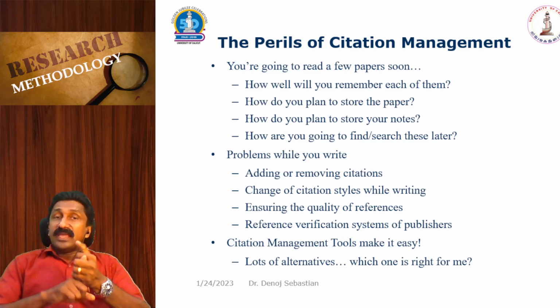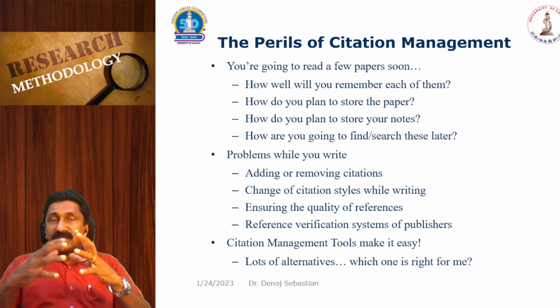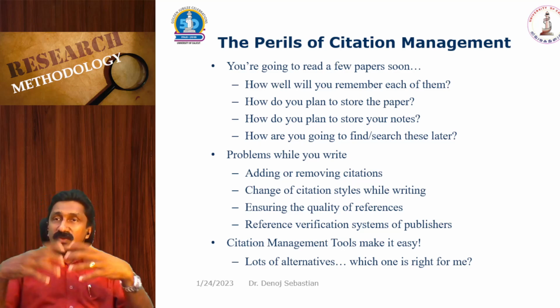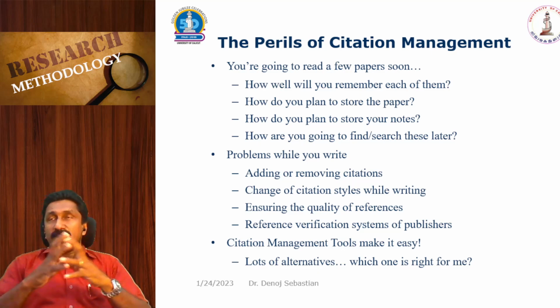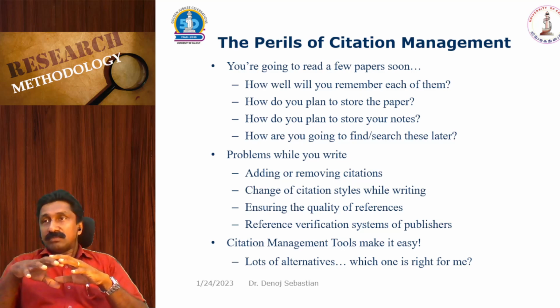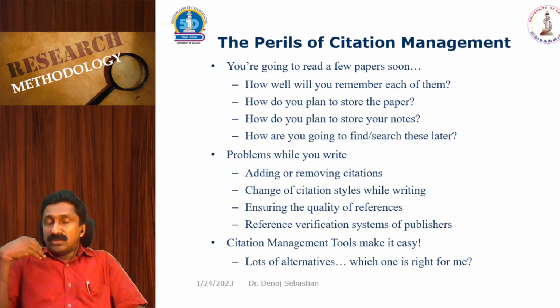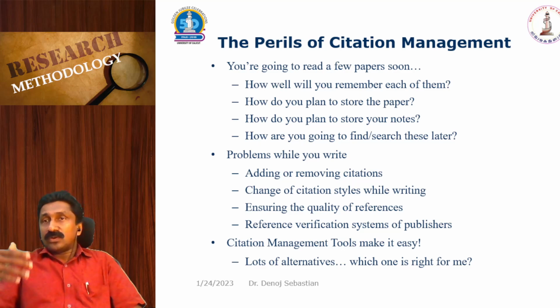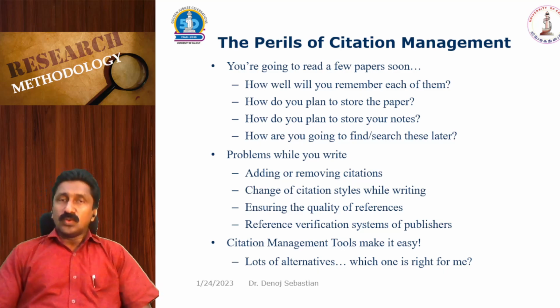Then another one, ensuring the quality of the references. Nowadays, if you just type any topic in Google, a lot of references or literature will be listed in Google Scholar. But one problem is that many of them are not of quality. The quality assurance is not there. Which means even non-peer-reviewed or non-scientific journals will be there. Every article, everything will be there in Google Scholar.